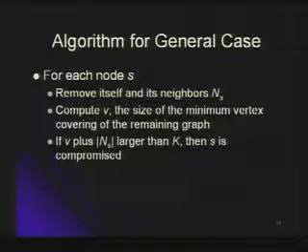So in general, our algorithm is composed of the following steps. For every node S, I'm going to get rid of S itself and all its neighbors. Then I'm going to compute V, the size of the minimum vertex covering of the remaining graph, GS. If V plus the number of neighbors of S is larger than K, then I know that S is compromised.